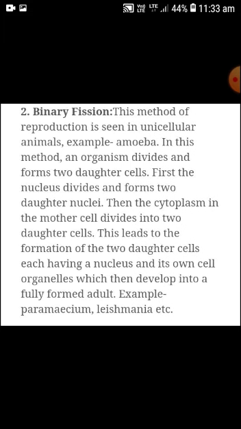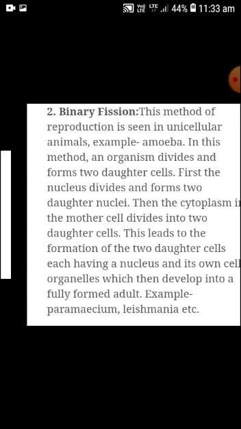Binary fission: this method of reproduction is seen in unicellular animals, for example amoeba. In this method, an organism divides and forms two daughter cells. First, the nucleus divides and forms two daughter nuclei. Then the cytoplasm in the mother cell divides into two daughter cells, each having a nucleus and its own cell organelles, which then develop into a fully formed adult. For example, binary fission takes place in paramecium and amoeba.